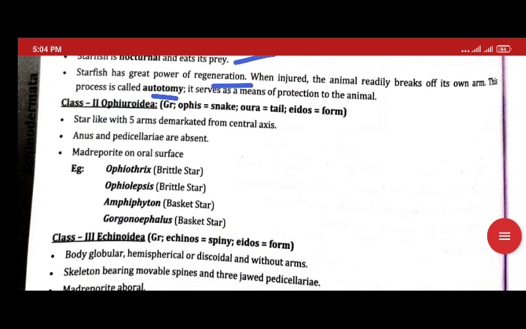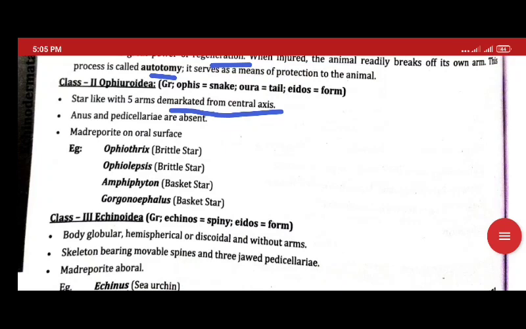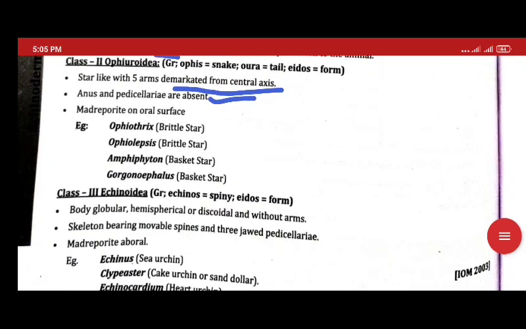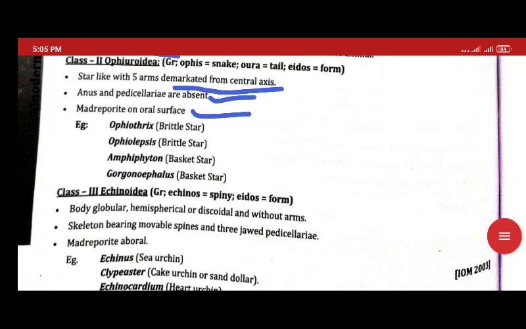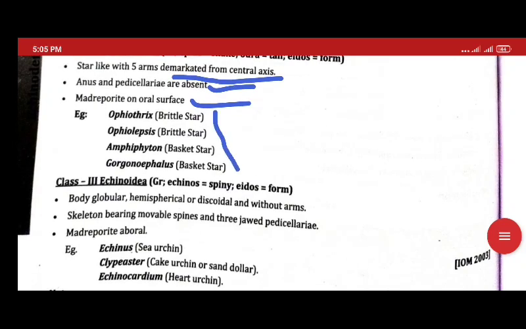Now Ophiuroidea. In Ophiuroidea, the 5 arms are demarcated from the central axis. Here the anus and pedicellariae are absent. The madreporite is oral, for the water vascular system, on the mouth side. Examples are brittle star and basket star.